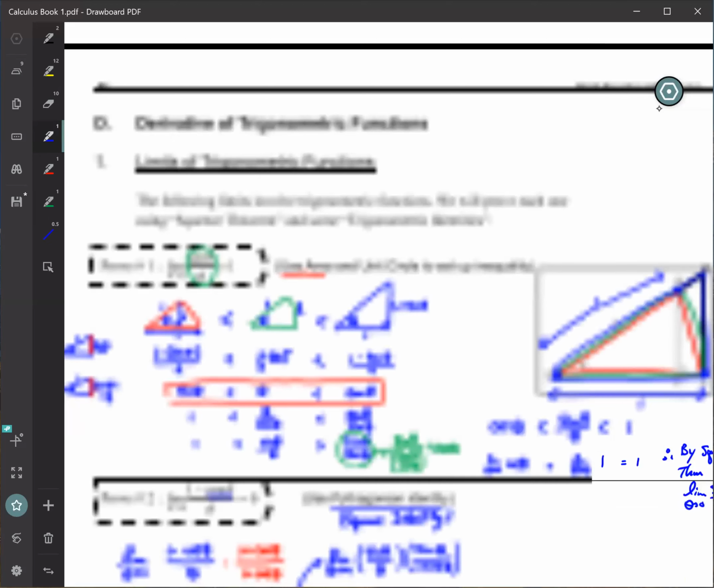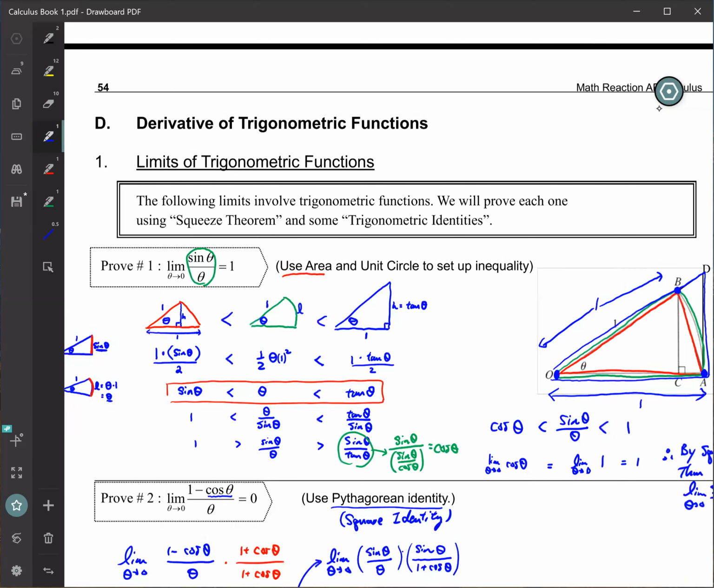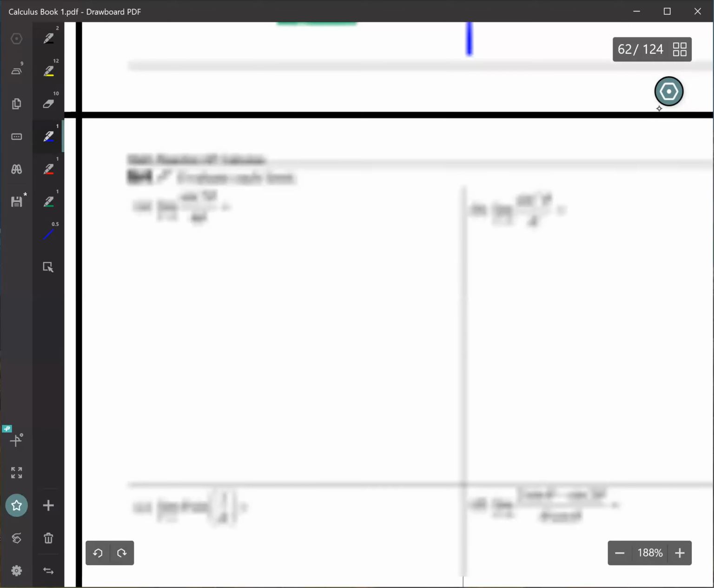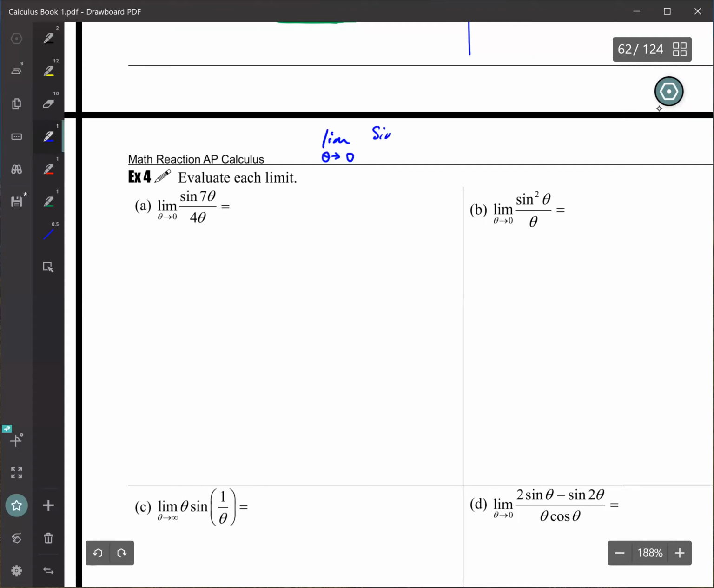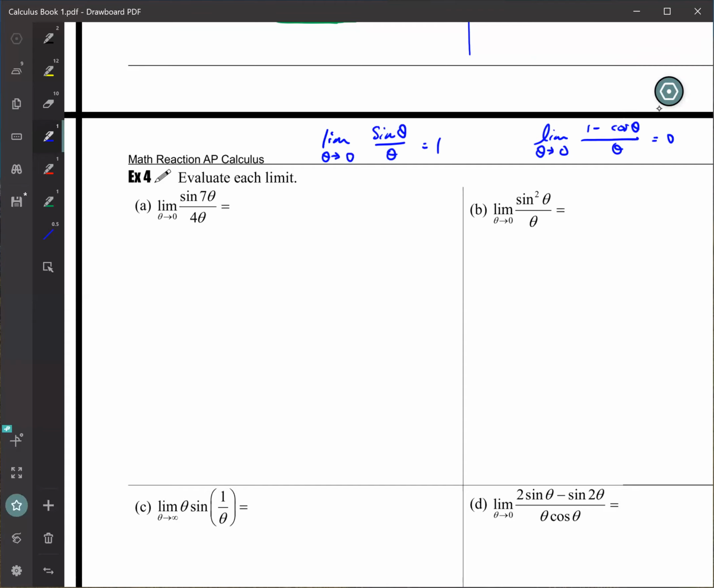Okay, how about we just write down the two limits that we proved on the top, so we don't need to flip back. The first one we have is sine theta over theta equals 1, right? The second one, you can write on the top so you can refer to it, equals 0. Now for the second one, 1 minus cosine theta over theta.